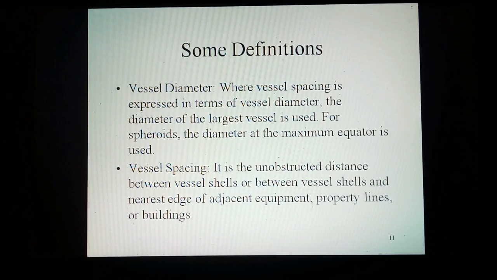Vessel diameter. Where vessel spacing is expressed in terms of vessel diameter, the diameter of the largest vessel is used. For spheroids, the diameter at the maximum equator is used. Vessel spacing. It is the unobstructed distance between vessel shells or between vessel shells and the nearest edge of adjacent equipment, property lines, or buildings.